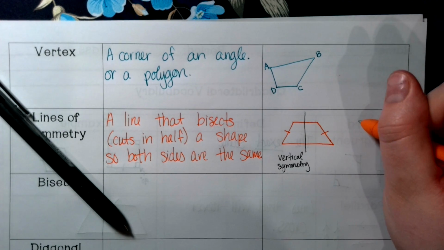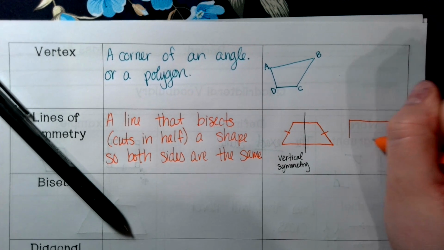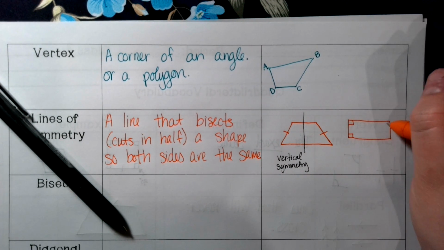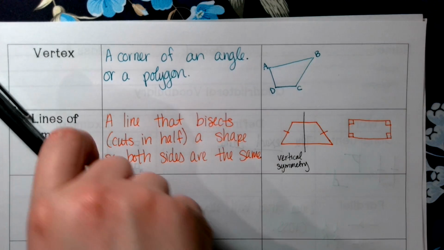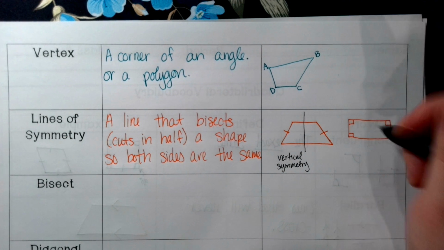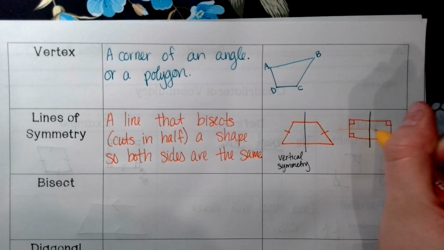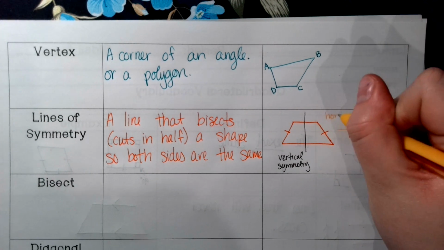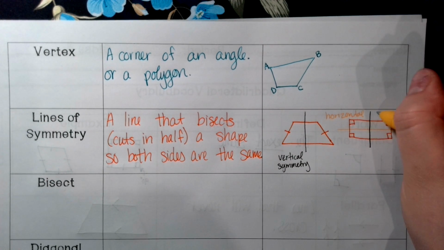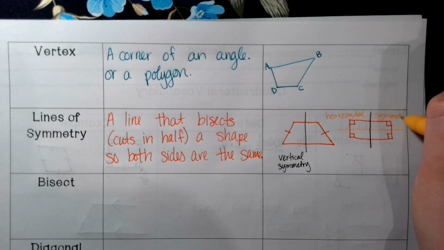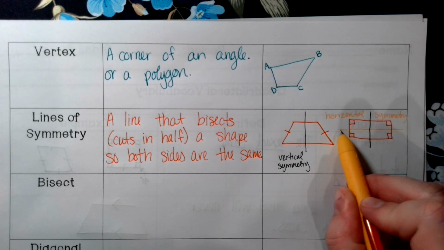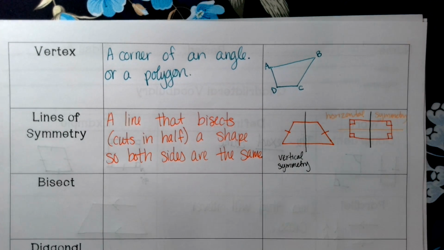If I were to take a rectangle, a rectangle would also have vertical symmetry. A rectangle could also have horizontal symmetry. Because if I give it a horizontal line through the middle, the top and the bottom are the exact same. That was horizontal symmetry.